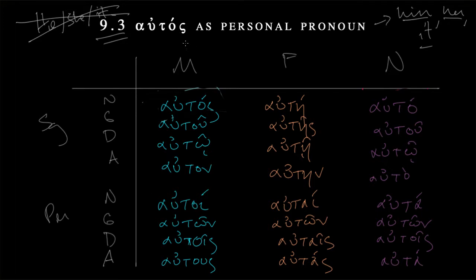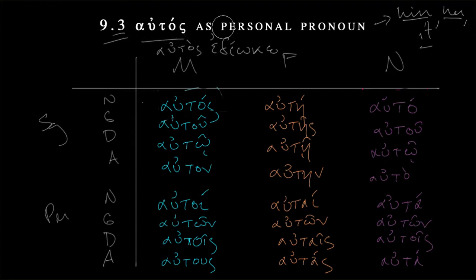Autos can't work in Greek for whatever reason, well in part because we don't need it when we have a verb like edioke. That means he, she, it pursues. If we add autos in the nominative, as we did in that last example, autos edioke, he himself pursues, that can't just simply mean he, it has to be intensive. So that's why we don't have nominative autos as a personal pronoun. Nominative only appears as an intensifier.